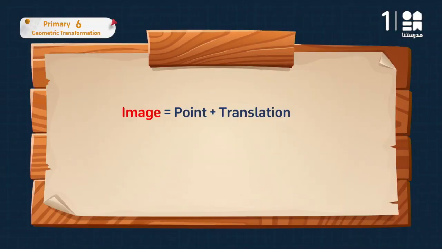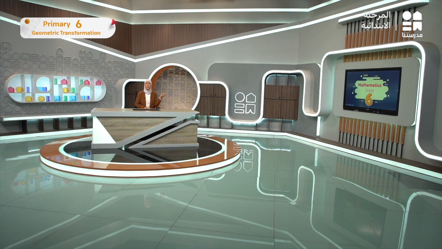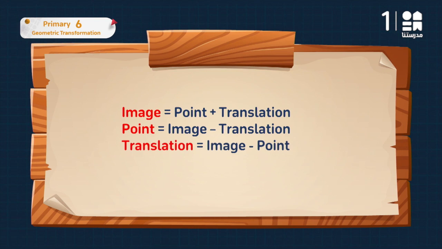First, I have to know how to find my image. The image is the point after the translation is applied. So to find my image, I will use a small rule. To find my image, I use my point, the location of my point, adding the translation to it. Next, if I have the image and I want to find my point, I will find my image minus the translation. And to find the translation, I will make the image minus my point.